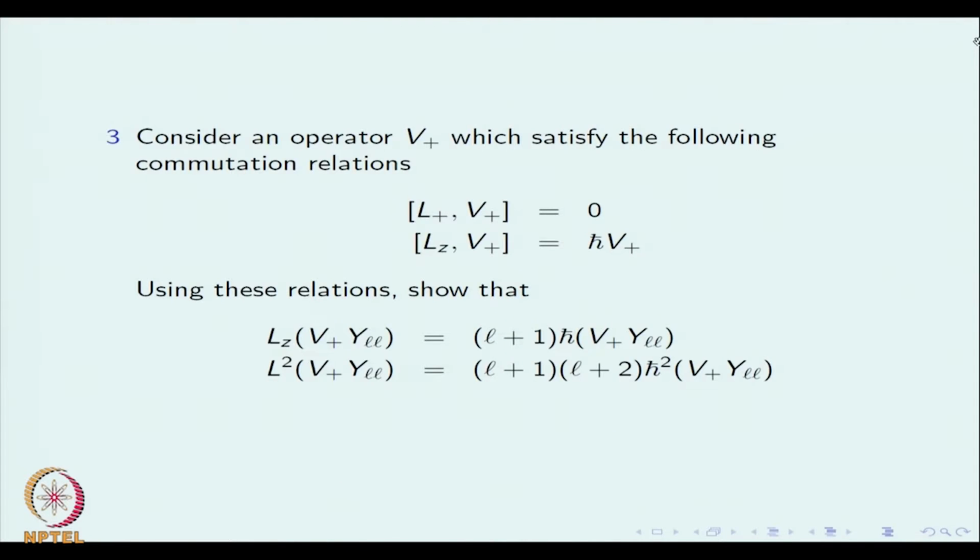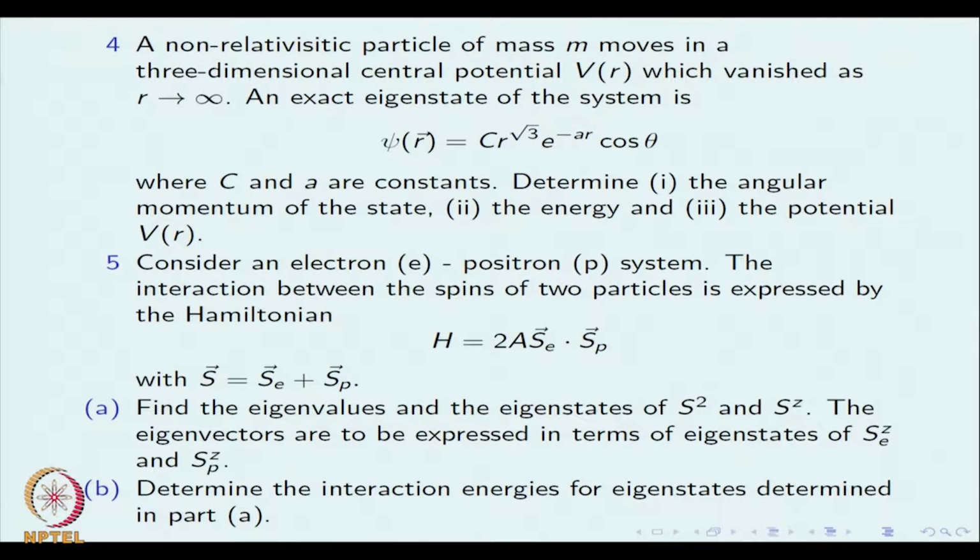So, in the fourth problem, what you have is the question. In the fourth problem, a wave function is given to you. Normally, you have seen wave functions in the problems. In this problem you have a non-relativistic particle of mass m which moves in 3 dimensions, in a central potential. So, this is I think the first problem based on central potential, and at infinity the potential vanishes.